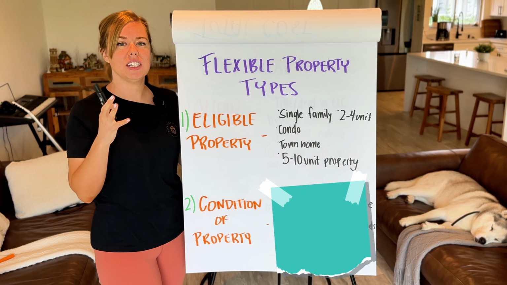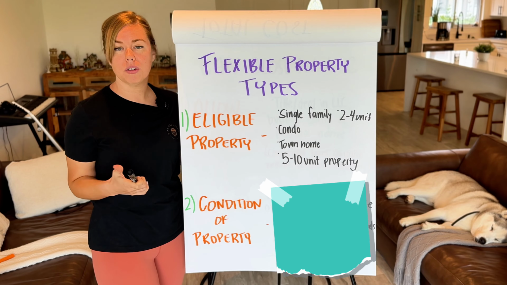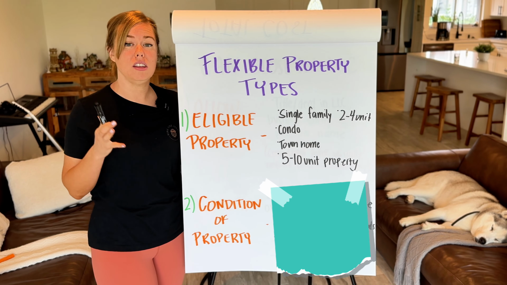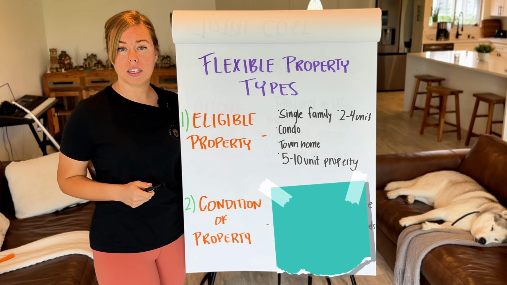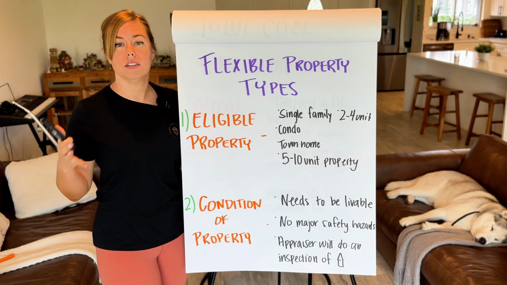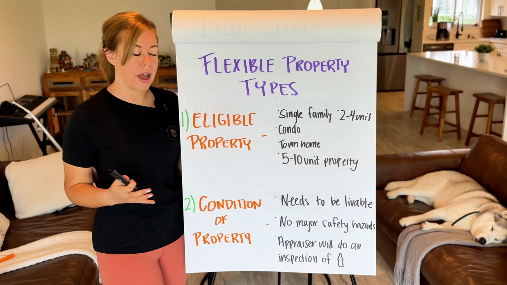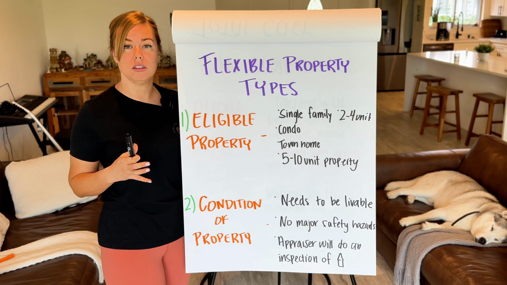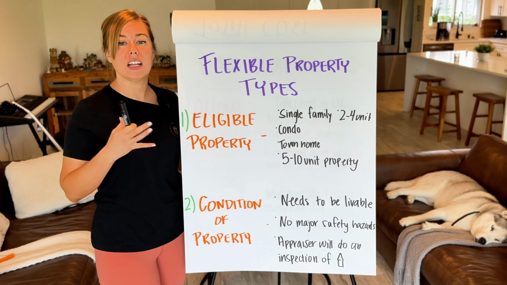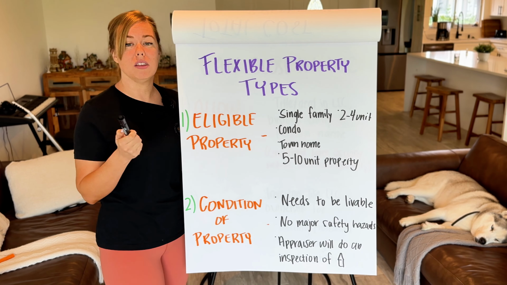And the third advantage is they're very flexible when it comes to property types. So eligible properties are single family homes, condos, townhouses, 2 to 4 units. You can even go 5 to 10 units just as long as the rental income covers the mortgage payment. And the condition of the property, it does need to be livable. It cannot have major safety hazards, major issues like that. And actually the appraiser is going to come out to the property and do an inspection of it. So if it's a property that needs a lot of work or needs more of a fixer-upper, this is probably not going to be the right loan type for that.